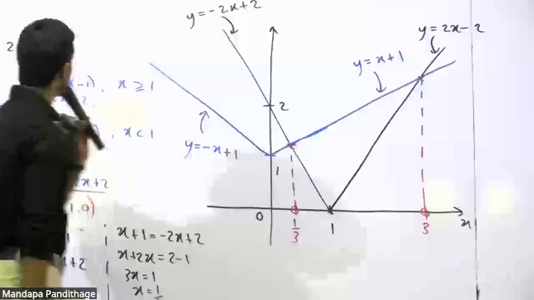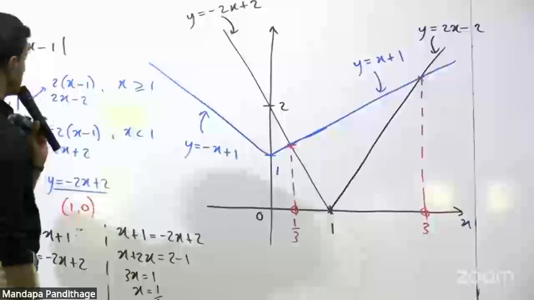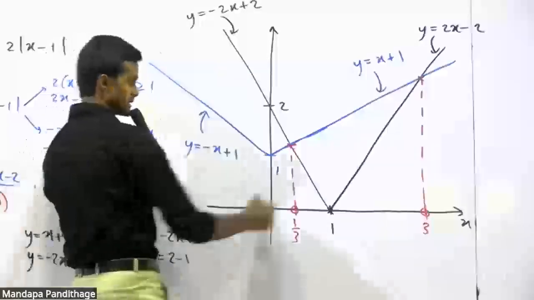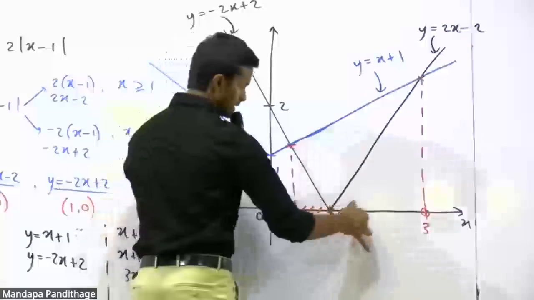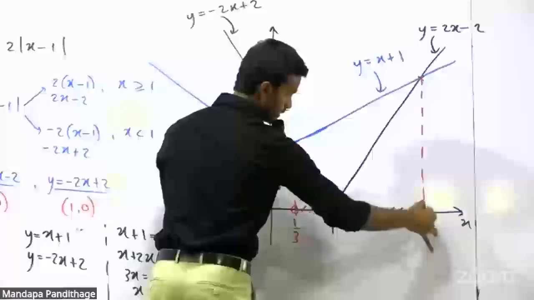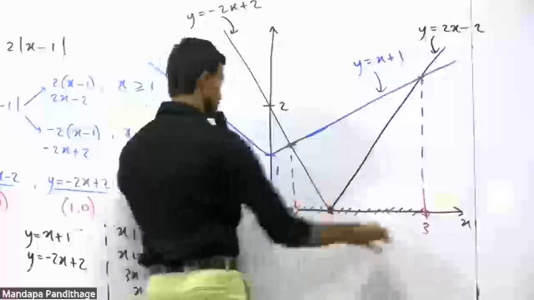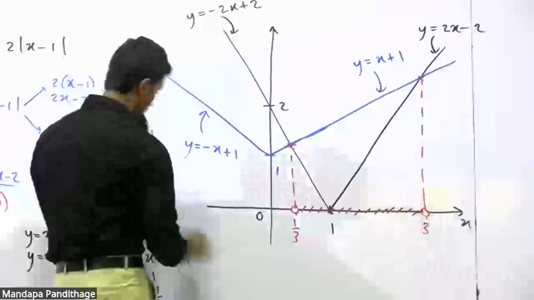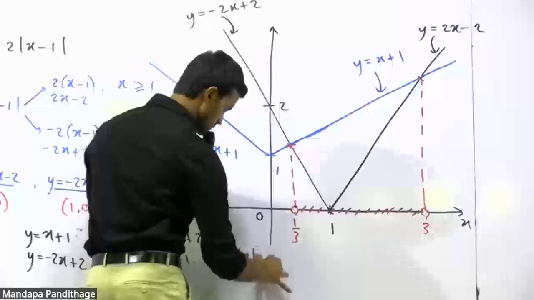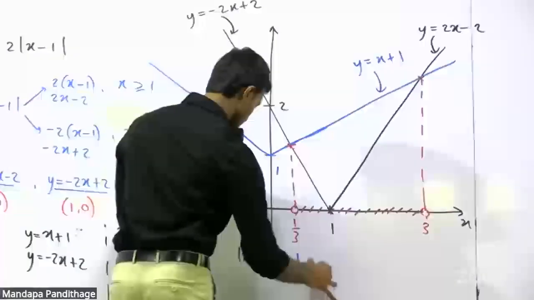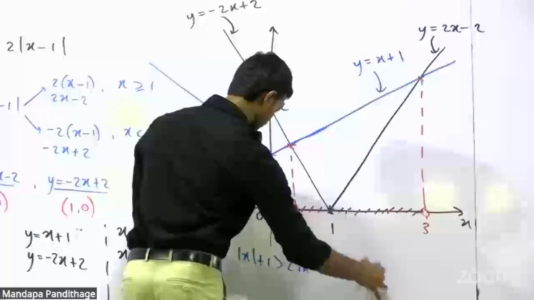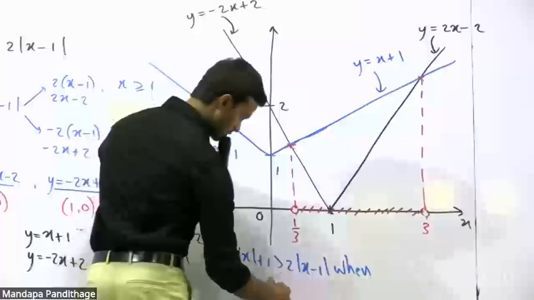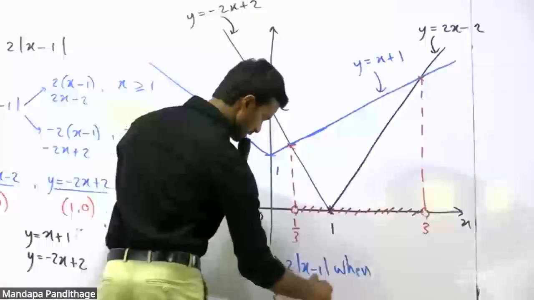And then check the inequality, the blue colored one should be greater. The blue colored one should be greater, and it's clear it is greater within this range, in between 1 over 3 and 3. So then you can write the final answer that modulus x plus 1 is greater than 2 times modulus x minus 1 when x is greater than 1 over 3 and less than 3.